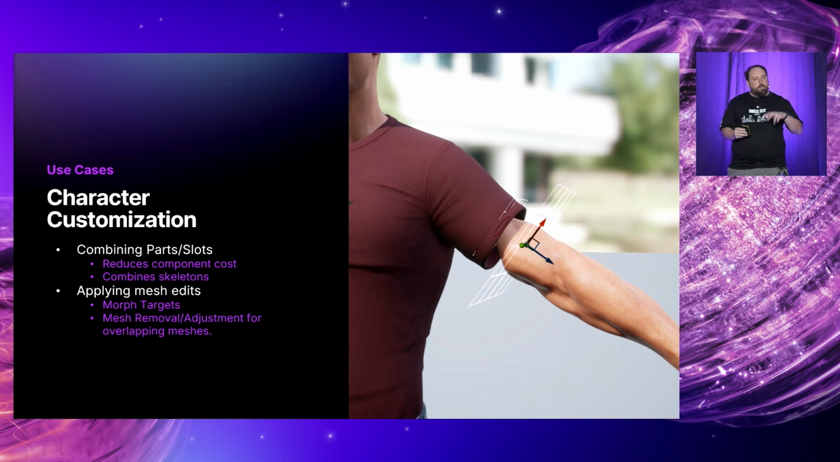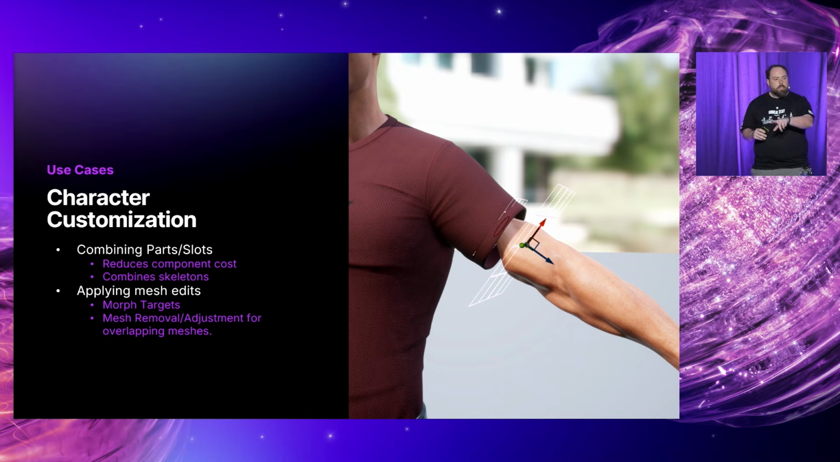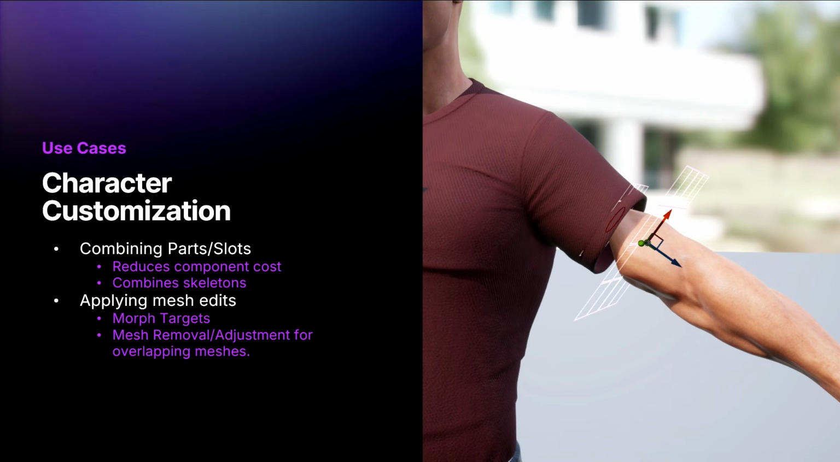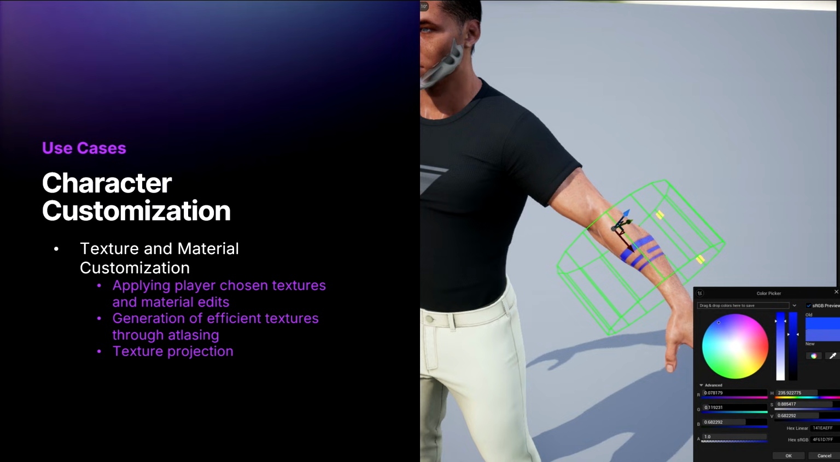And you can apply mesh edits like morph targets, mesh removal and adjustment, as well as handling overlapping meshes. So you can see here in this image, we've got a t-shirt, and I want to tuck the arm into that t-shirt. You can modify the mesh at that tuck point on a per object basis.